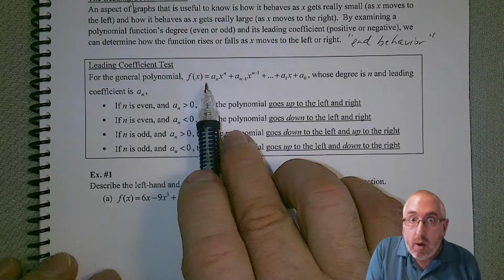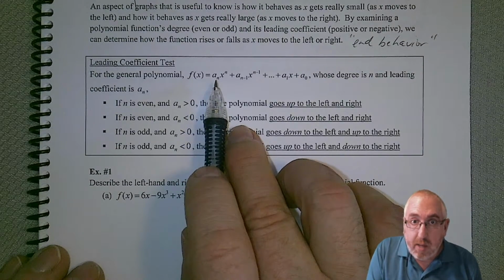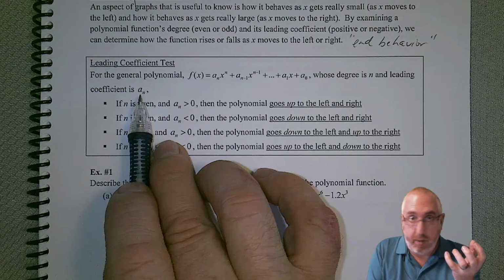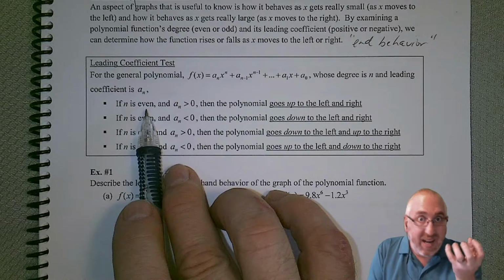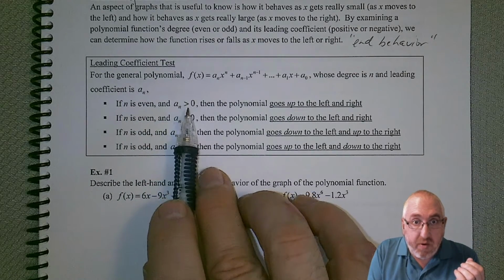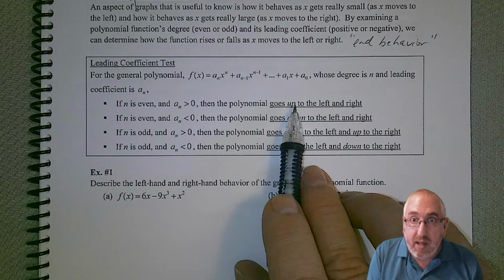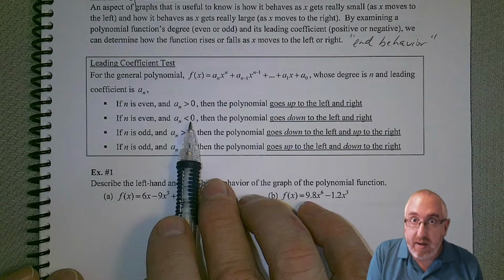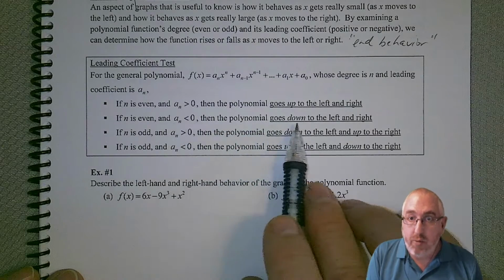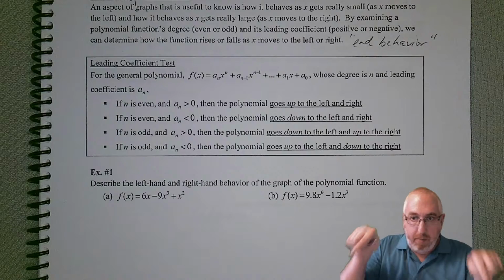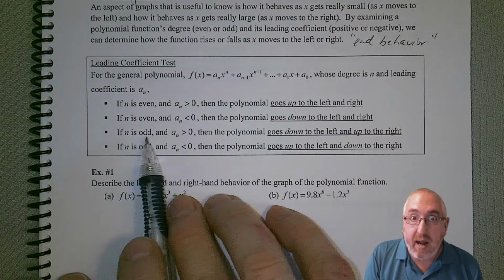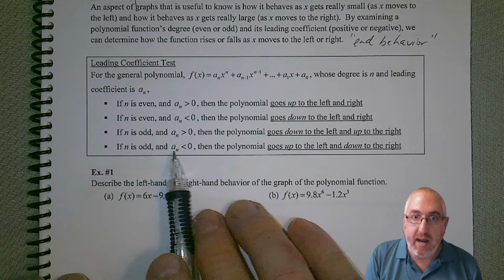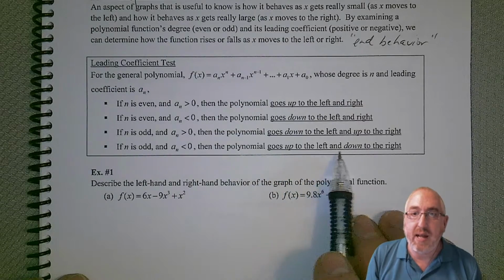So what are the different possibilities? Well, we first need our general polynomial function: a sub n, x to the n power. So n is the degree, and the leading coefficient is a sub n. Again, that's just a number. If n is even, so we have an even degree polynomial, and the leading coefficient is positive, then the polynomial goes up to the left and to the right. That's one. Second one, if n is even and the leading coefficient is negative, because it's less than 0, then the polynomial goes down to the left and to the right. So it's going down on both ends. If n is odd and the leading coefficient is positive, then it's going to go down to the left and up to the right. And then the last case, if n is odd and the leading coefficient is negative, then the polynomial goes up to the left and down to the right.